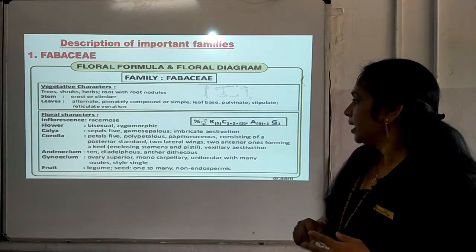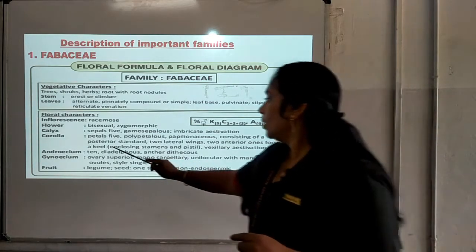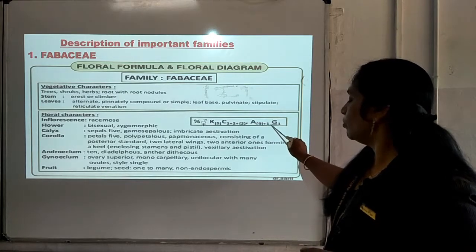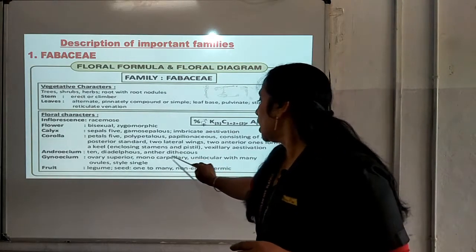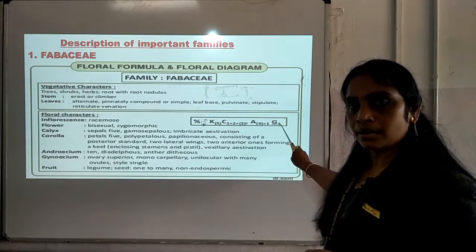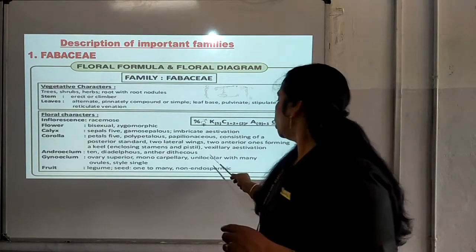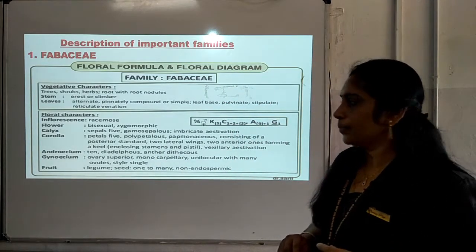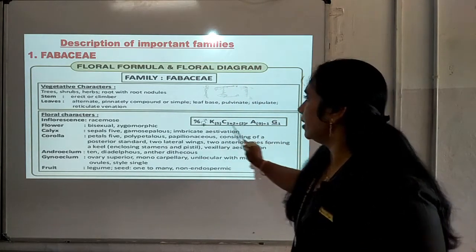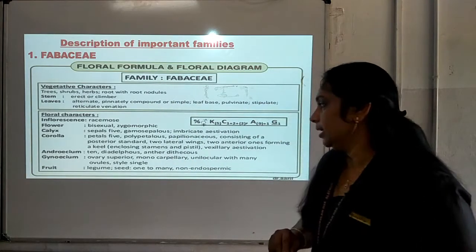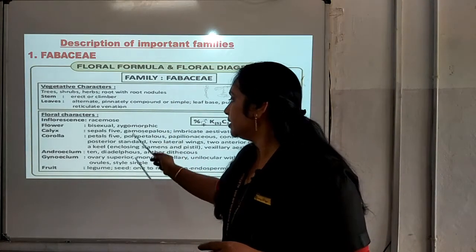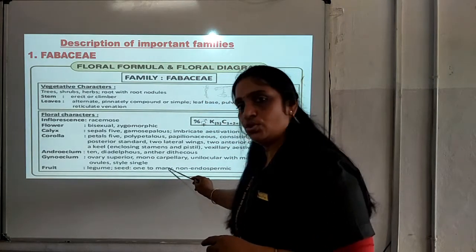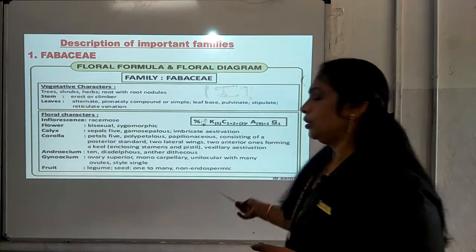Okay, my dear children. Then Gynoecium, ovary superior. You can see here Gynoecium superior, the bottom mark is there. Monocarpellary means only one carpel is present there. Unilocular with many ovules, this cannot be shown here in the formula. So this is the floral formula related to the Fabaceae family. And the fruit present in this family is legume. The seed is one or two, many, non-endospermic.